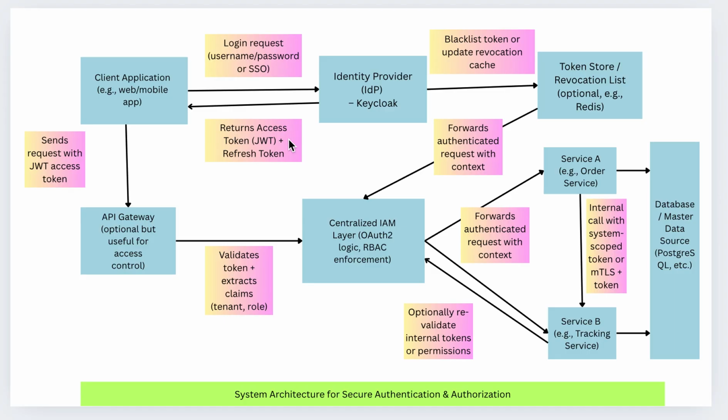The JWT token is central to our architecture. It's signed, tamper-proof, and self-contained, meaning no additional server calls are required to validate it, unless we implement introspection or revocation. It enables stateless authentication and is passed with every request to prove the user's identity.